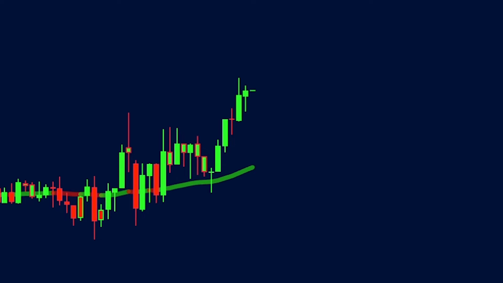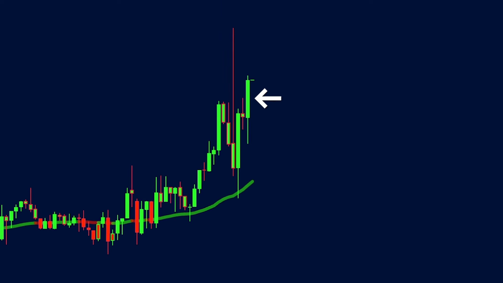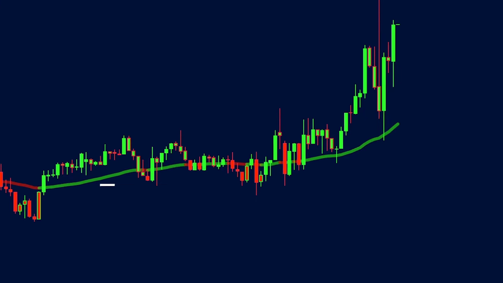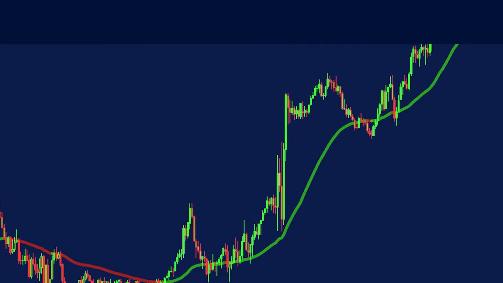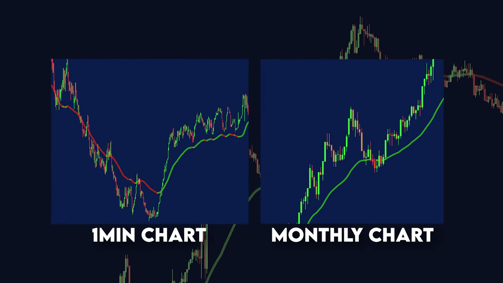What makes it work across every time frame is how it rebalances the lag-smoothness trade-off each bar using probabilistic weighting. So when volatility spikes, it adjusts automatically. And when markets consolidate, it also adapts. You get institutional-grade fair value mapping that maintains the same precision, whether you're trading the 1-minute or the monthly chart.